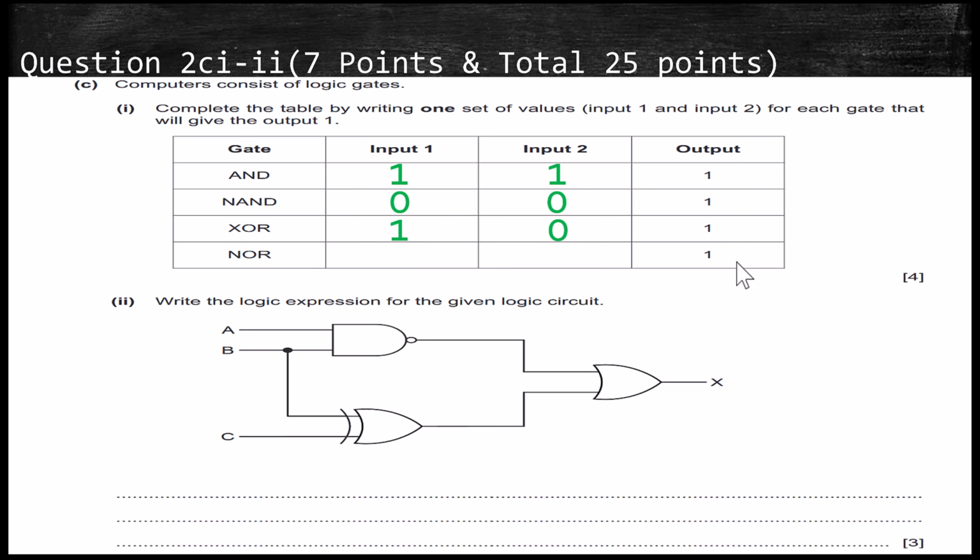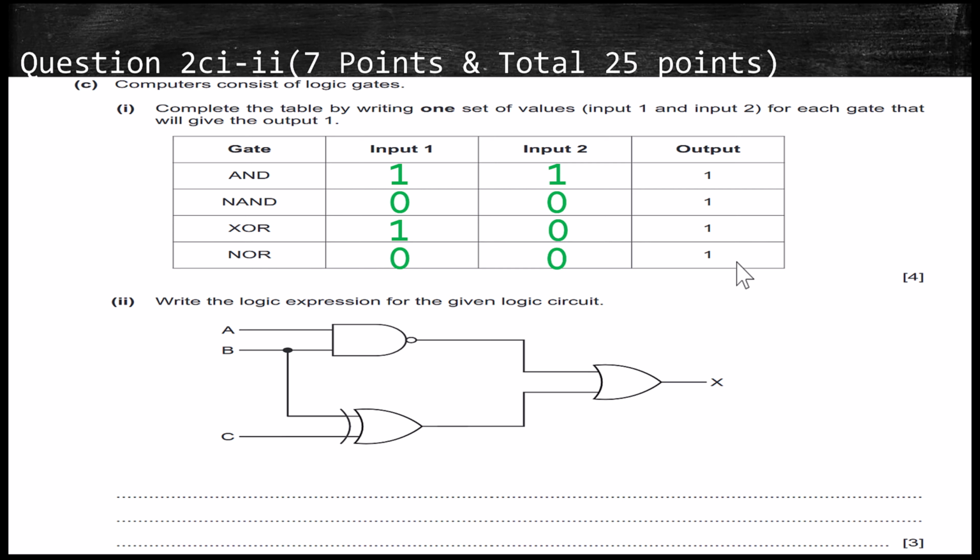If I do 0, 1, I go through the OR gate. That gets me a 1. I hit the inverter, and that gives me a 0. There's only one option I can have for the NOR gate, and that is when both input 1 and input 2 are zeros. Let's take a look at this diagram.